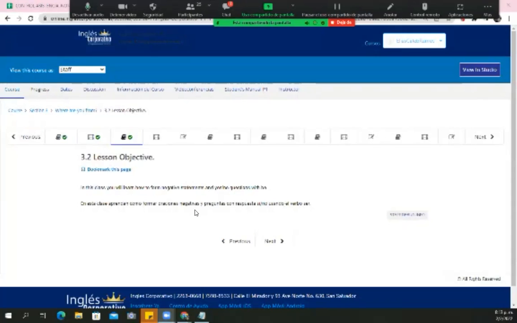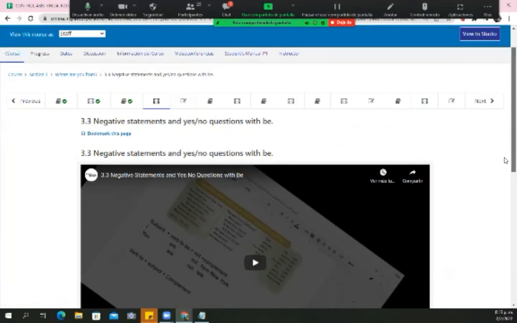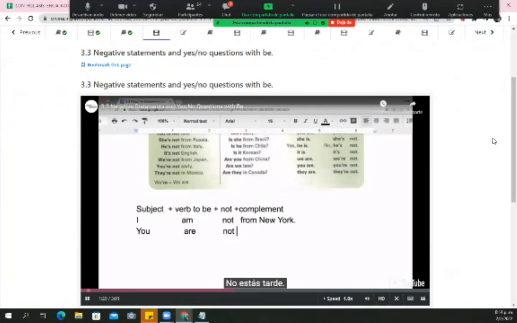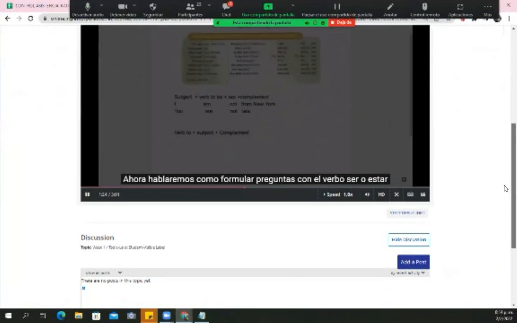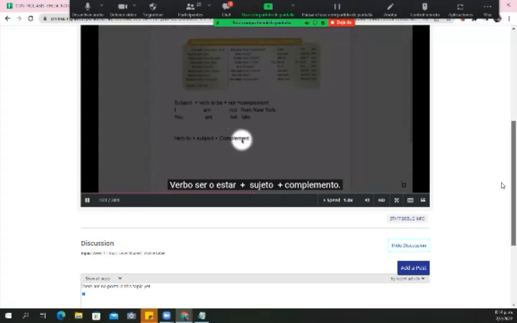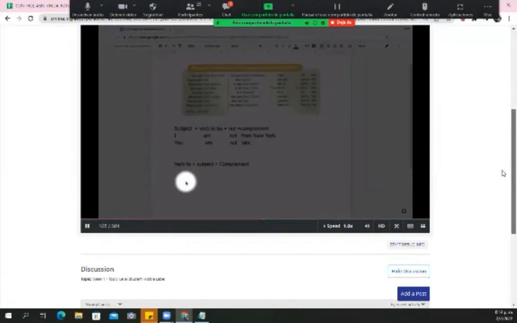Okay, so today's objective, here we go. In this class, we will learn how to form negative statements and yes/no questions with the verb to be. Now let me talk about making questions with be. This is the structure to follow: verb be plus subject plus complement. We're going to take the examples from this chart.